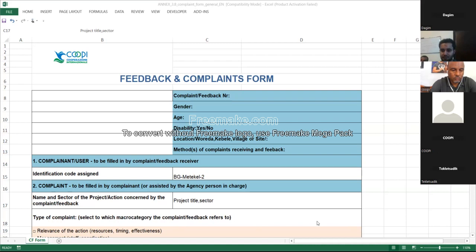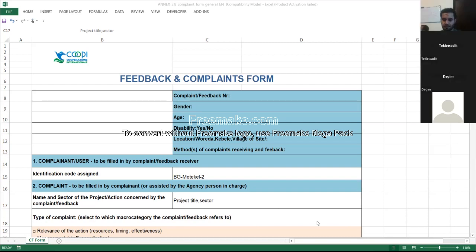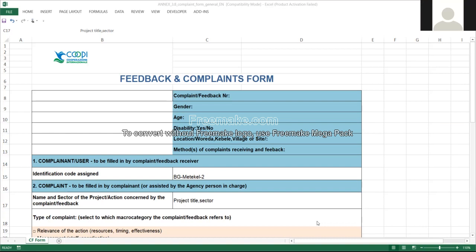So thank you very much. As Yared presented, when we do beneficiary selection, distribution, anything, there is an accountability part. So we have to be accountable to our beneficiaries and also partners with whom we are working. I am going to share with you two templates. One, the one that you can see on the screen, is the feedback and complaints form.